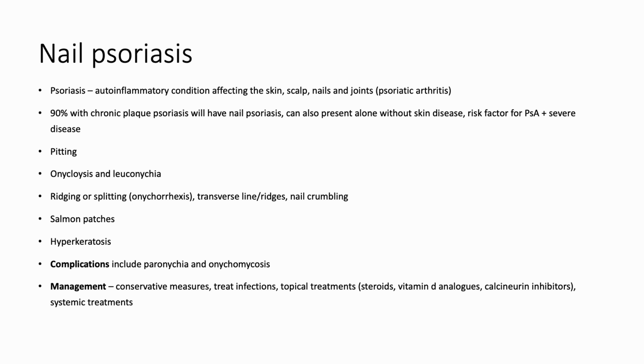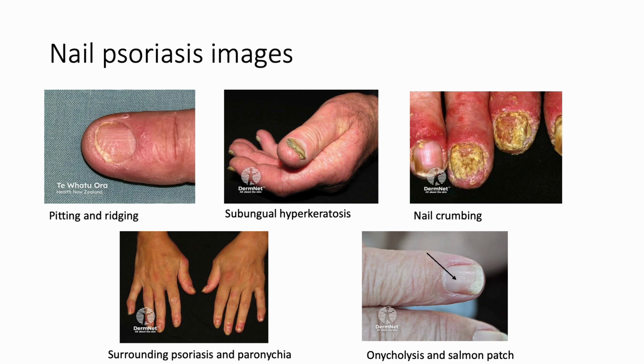Management is multifactorial. In the first instance, general measures such as minimising nail trauma and keeping nails short are recommended. If there is secondary nail infection, then treating this, usually for a minimum of 3 months. Topical treatments are very similar to treatment for cutaneous psoriasis, involving topical steroids, vitamin D analogues, and topical calcineurin inhibitors. Systemic treatments will also be used concurrently to treat cutaneous or psoriatic arthritis, which may include methotrexate, acitretin, and other biological treatments.